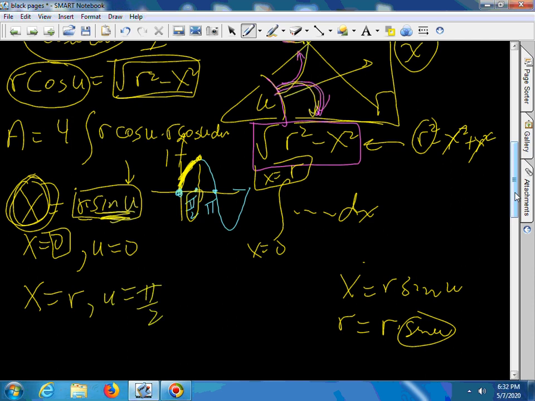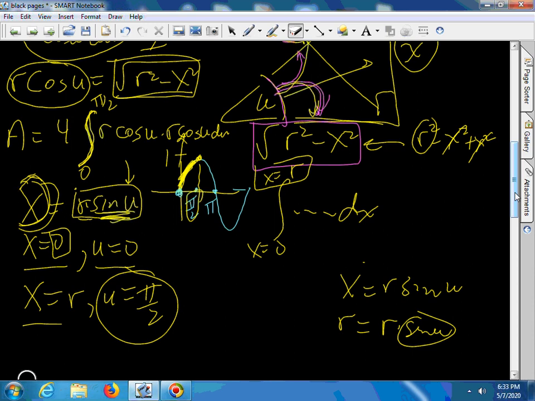So back to the limits here. The lower limit used to be x equals 0. Well, now u is 0. The upper limit used to be x is r. Well, that's when u is pi over 2.